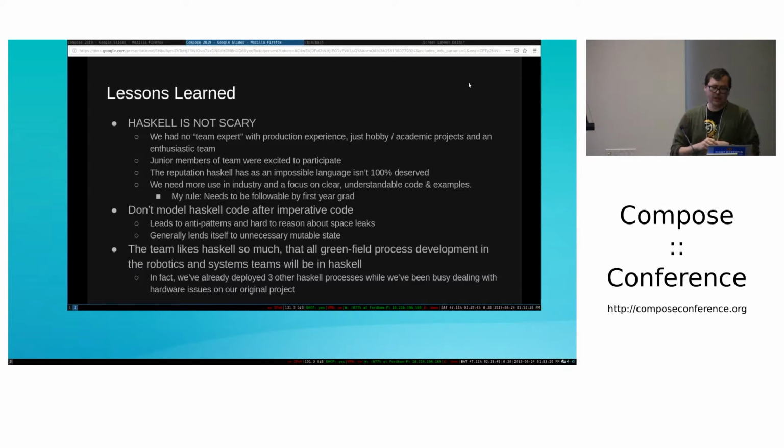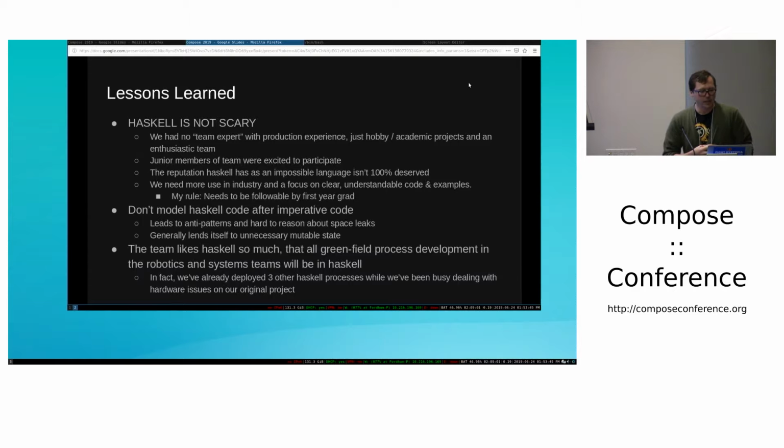And then finally, the last thing is, the team liked Haskell so much that we decided that all greenfield process development in the robotics and systems teams at Kimi is going to be in Haskell. So there will be no more Python development unless it's necessary to keep the system alive, or if it's something that absolutely has to be in Python. So maybe something using OpenCV or TensorFlow or something like that.